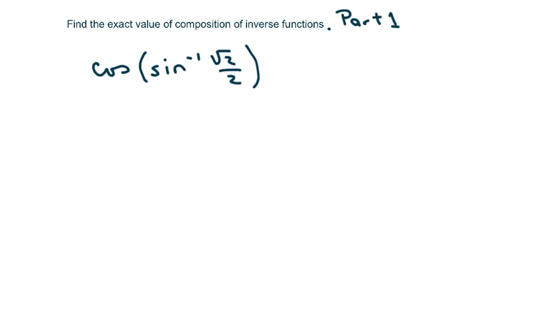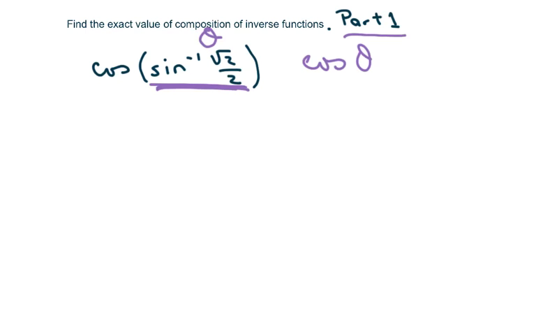Hi everyone, we're going to find the exact value of composition of inverse functions. All of this set for part 1 is where the inner function is the inverse function. So to find this angle, we're looking for the angle here. So this will be cosine of our angle. We need to deal with our inner function first.